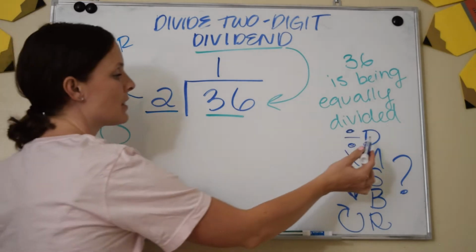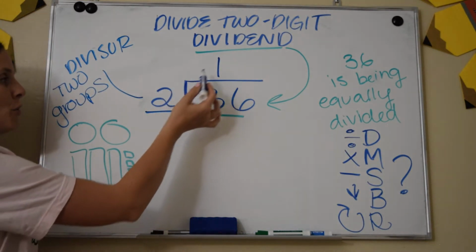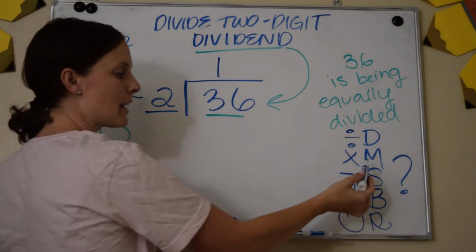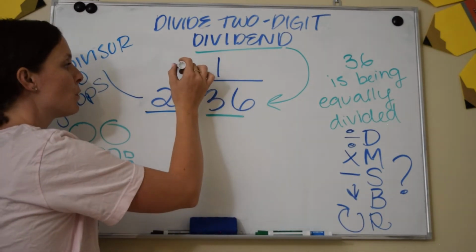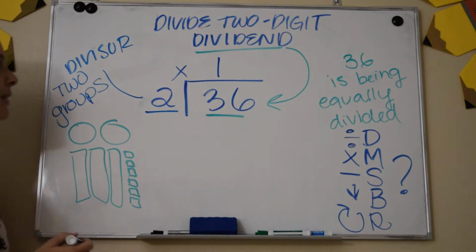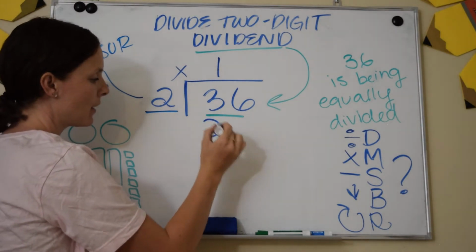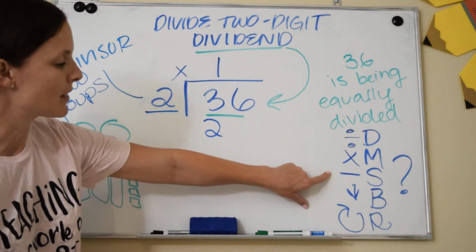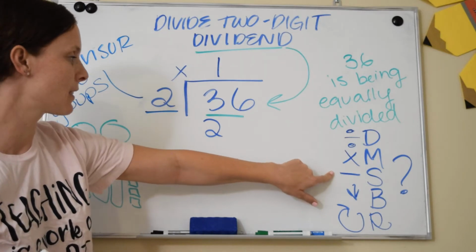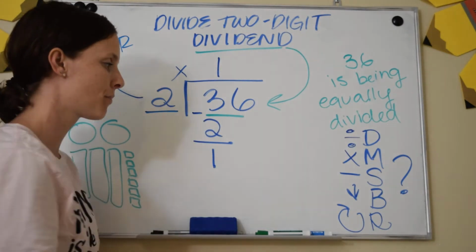Okay, so we just divided. We just did part 1, divide. 3 divided by 2 is 1. Now it says multiply. So what we do is we put a multiplication symbol here, and we say, what is 1 times 2? 1 times 2 is 2, and we write it right under the 3. What's the next step? Subtract. 3 minus 2 is 1.